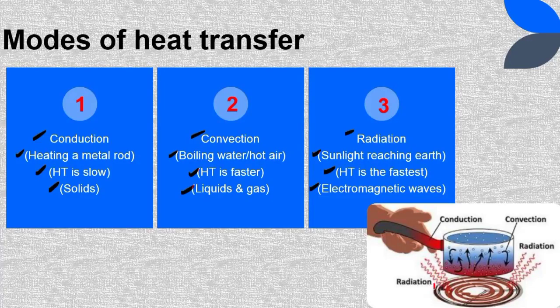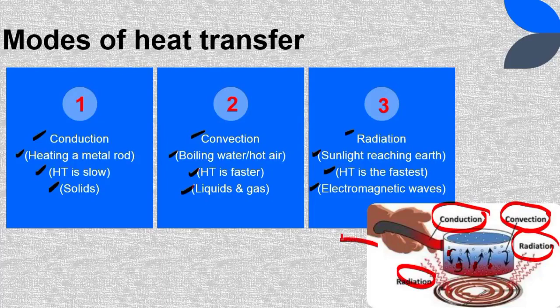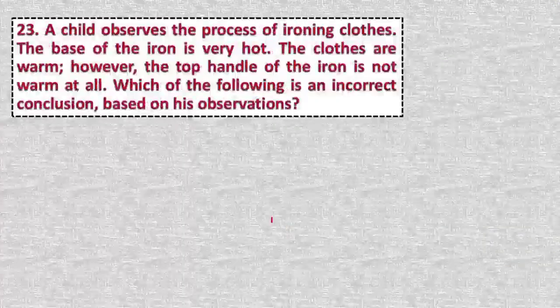See, from the coil the heat will reach the container through radiation, and the water in the container will get heated through the process of convection, and the handle of this container will get heated because of the conduction mode of heat transfer. In one picture we can see all modes of heat transfer, that is conduction, convection and radiation. Here is the next question.